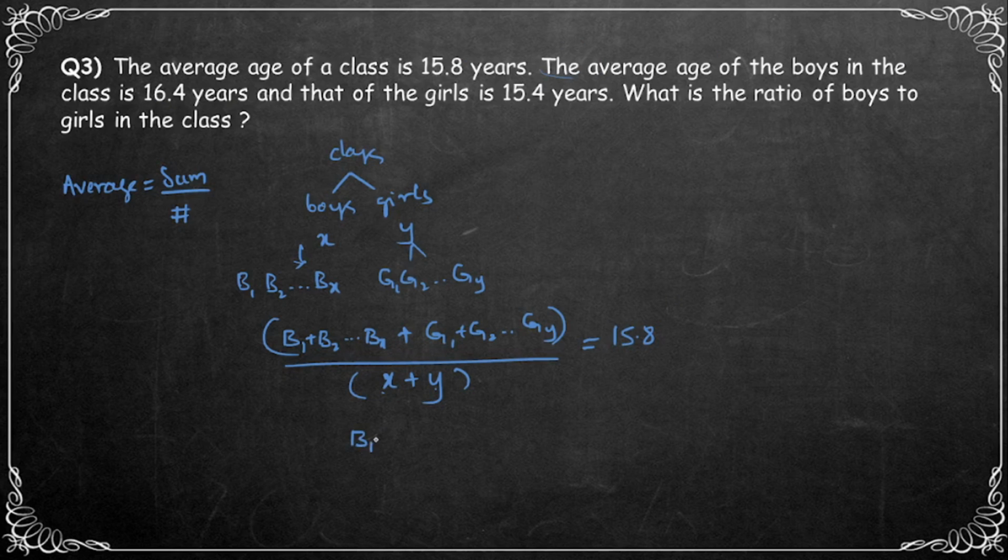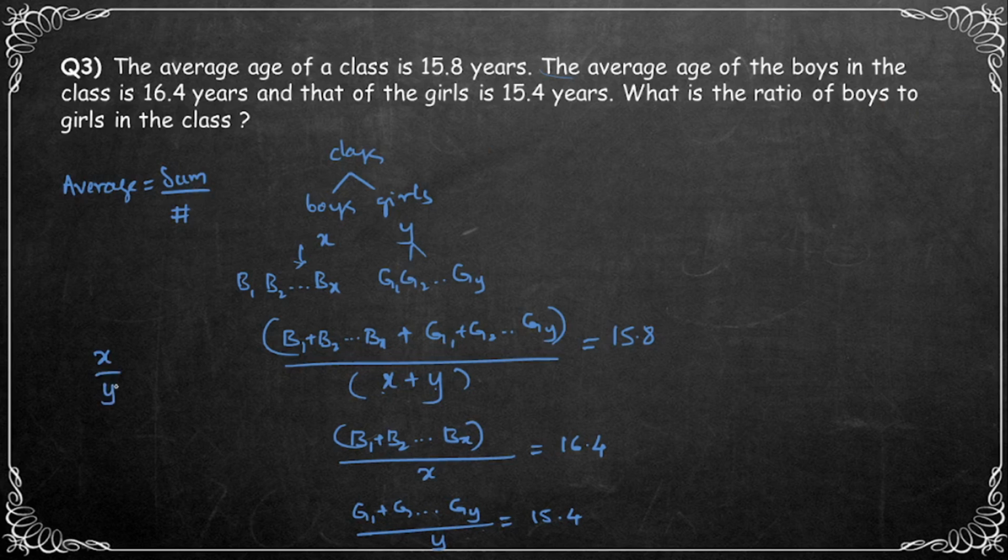That means B1, B2 till Bx, if we add all of the ages of boys and divide it by number of boys, which is x, we get 16.4. Similarly, for girls, average age is 15.4. Now they are asking for what is the ratio of boys to girls. That means x divided by y is equal to question mark.